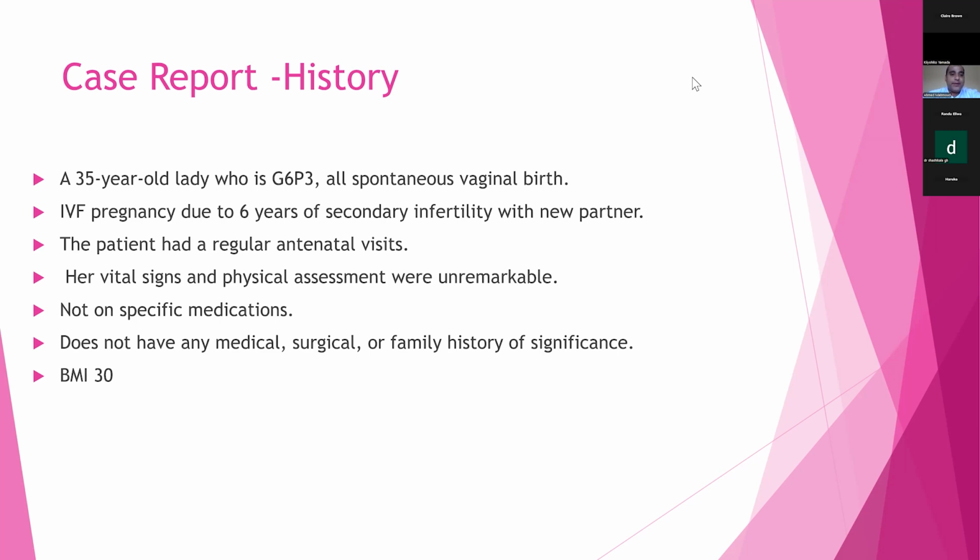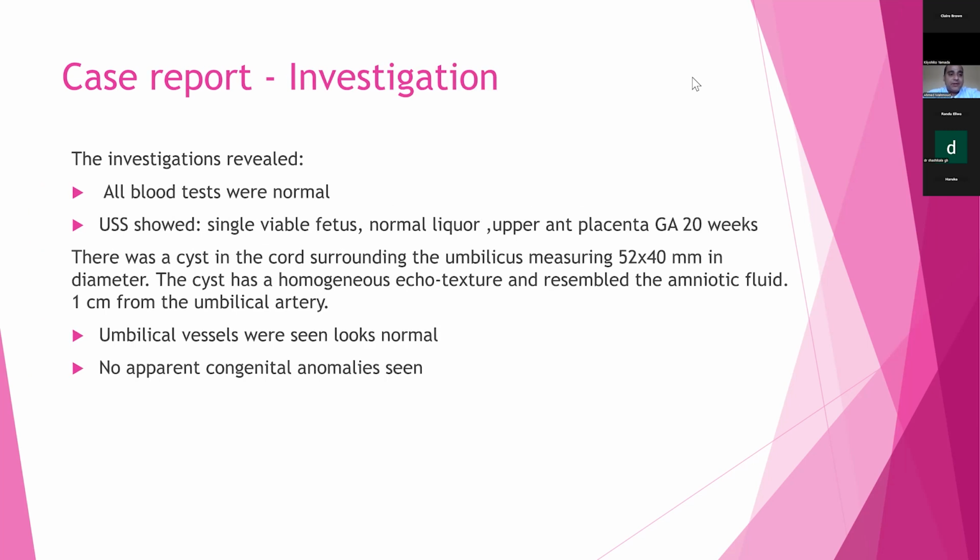Her BMI was 30. About the investigations done for this lady, all blood tests were normal, and the ultrasound scan showed a single viable fetus with normal liquor and an upper anterior placenta, and she was 20 weeks gestation at that time. During this scan, there was a cyst in the cord surrounding the umbilicus, measuring 52 by 40 millimeters in diameter. The cyst has a homogeneous echotexture and resembled the amniotic fluid. It was about 1 centimeter apart from the umbilical artery, and the umbilical vessels were seen normal, and no apparent congenital anomalies were seen during this scan.